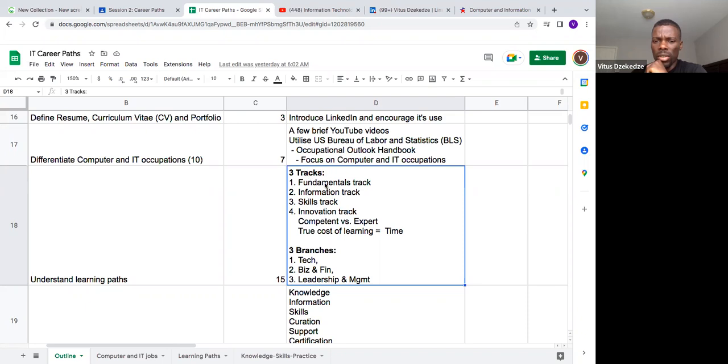But in all of these 3 tracks, you have an innovation track that is added on top at the end of each. So the fundamentals track actually goes all the way. You learn the fundamentals, and then from there, you start creating stuff about the fundamentals. You gather information, and then you start creating information. You learn skills, and then you start creating skills or innovating your skills. And that's what changes you from being competent in all of these first 3 skills to becoming an expert.